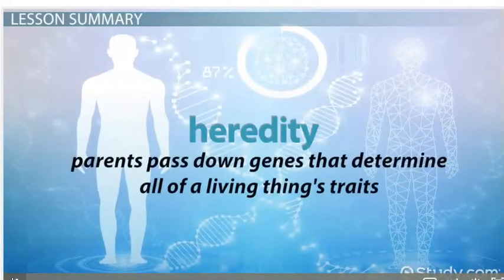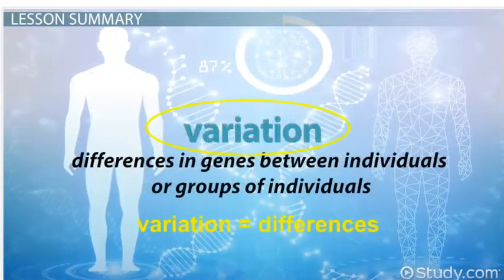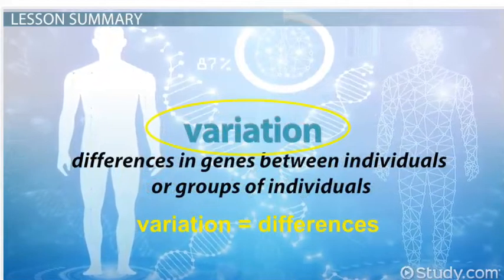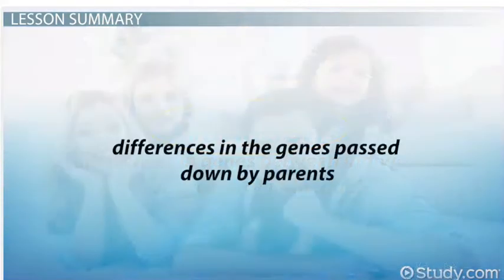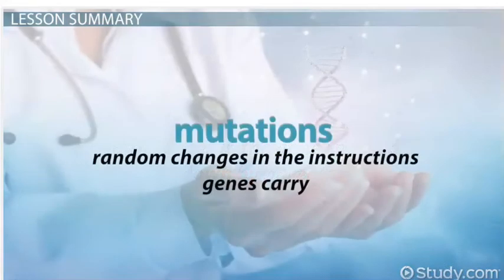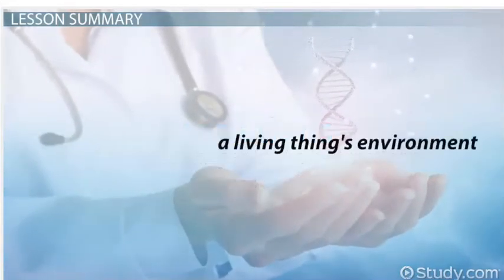Through heredity, parents pass down genes that determine all of a living thing's traits. Variation, or difference in genes between individuals or groups of individuals, is caused by a few different things. 1. Differences in the genes passed down by parents. 2. Mutations, which are random changes in the instructions genes carry. 3. A living thing's environment.